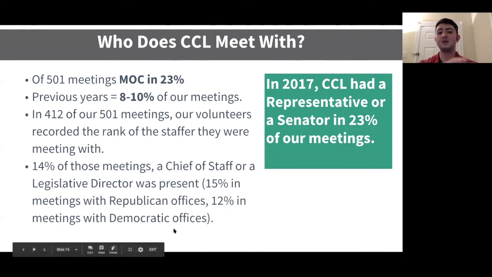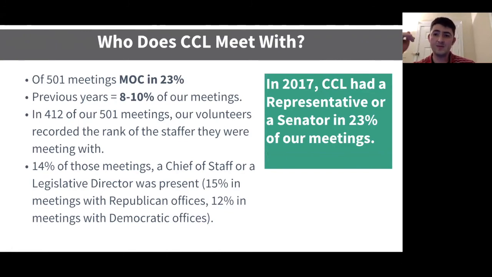This is significant because chief of staff and legislative director, they're higher ranking. And so if you are meeting with higher ranking staffers, that suggests a higher level of seriousness that the office has towards you and towards CCL. So getting a higher percentage of chiefs of staff and LDs, that's a really good thing.